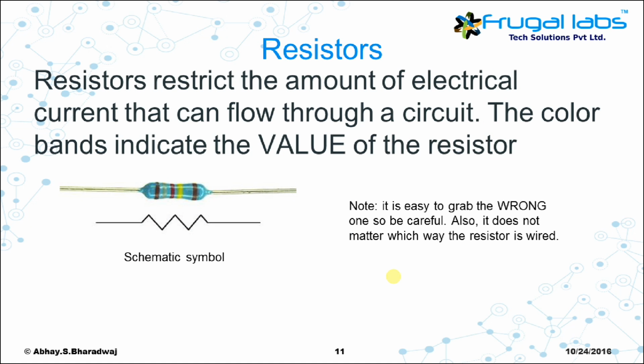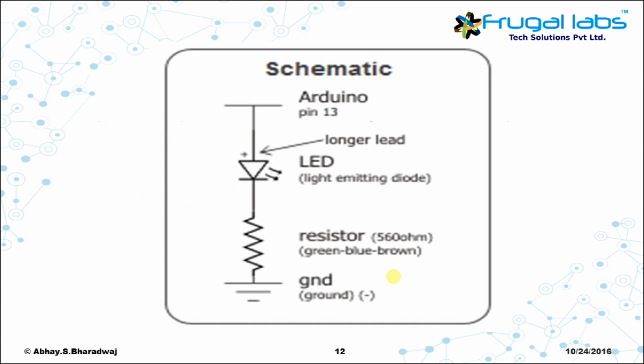So what is a resistor? A resistor is another electronic component that restricts the amount of electrical current that can flow through a circuit. The color bands indicate the value of the resistor. It is easy for you to grab the wrong type, so be careful. You have to select the appropriate resistor correctly.